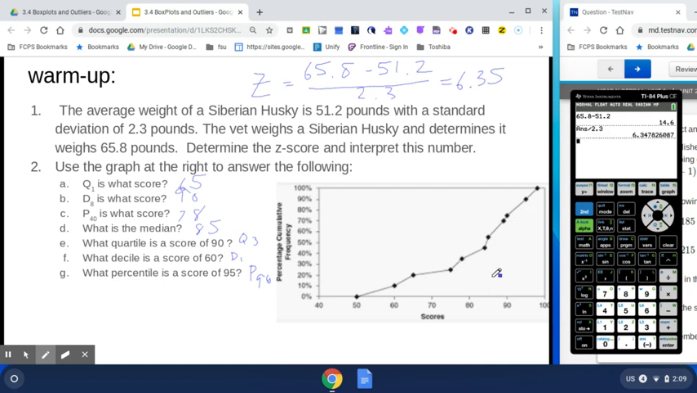All right, we reverse the process. So a score of 90 corresponds to, I said, approximately Q3. A decile, what decile is a score of 60? I said that was decile 1. And then a score of 95, I said that was a percentile of 90. Again, these are estimates, guys, so if you're in the general ballpark, you're fine.